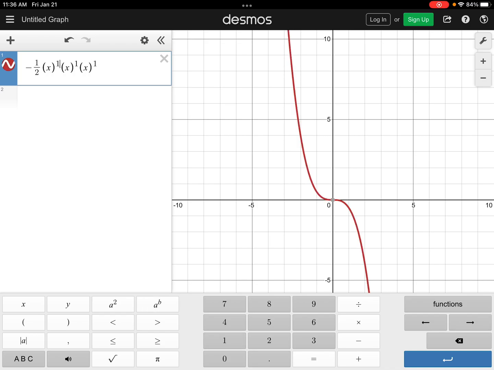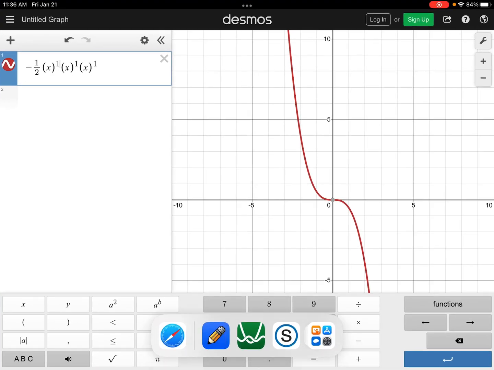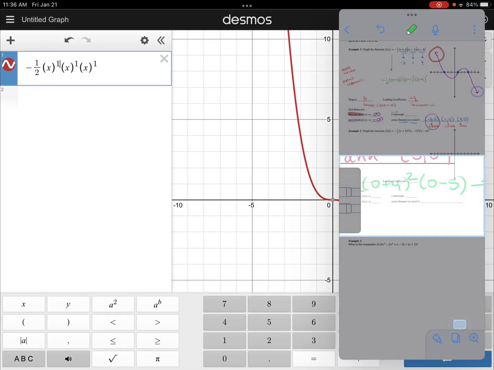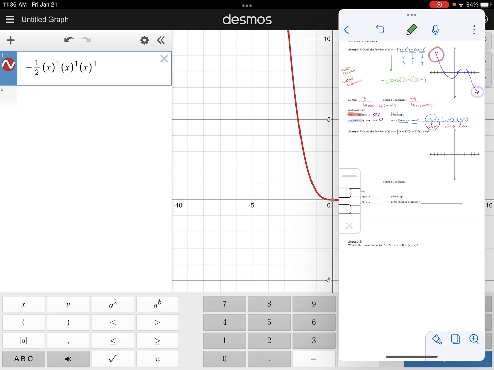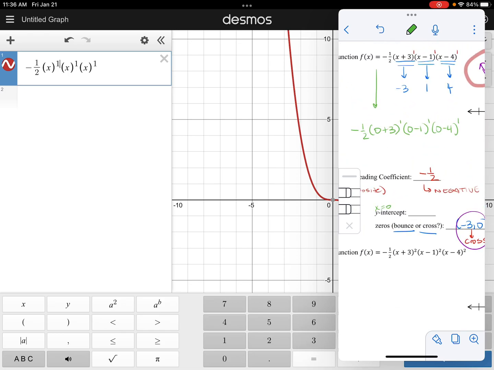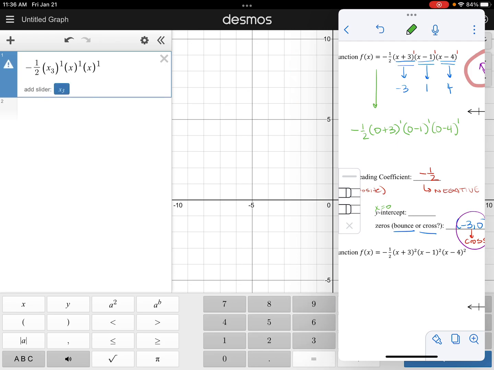Now I just need to find the numbers, so I'll pull up Notability. Hopefully you guys are still able to see my screen. So 0 plus 3, -1, and -4. Every time I pull up the Notability screen, it hides some of my components there, so I can't do that.